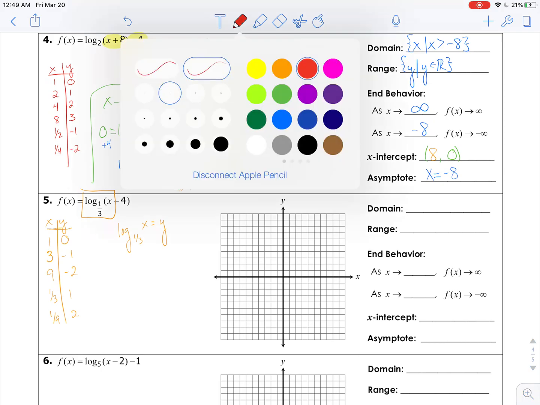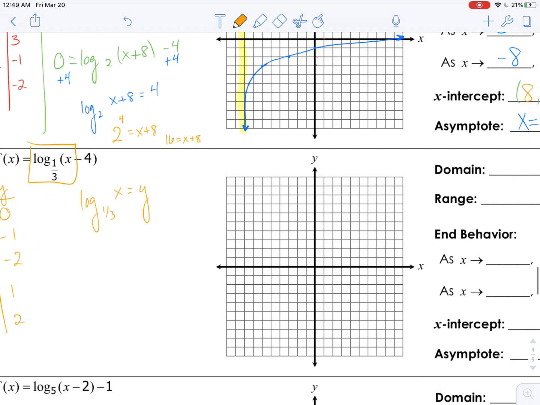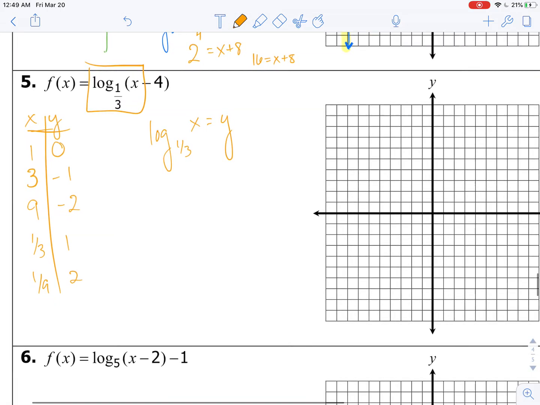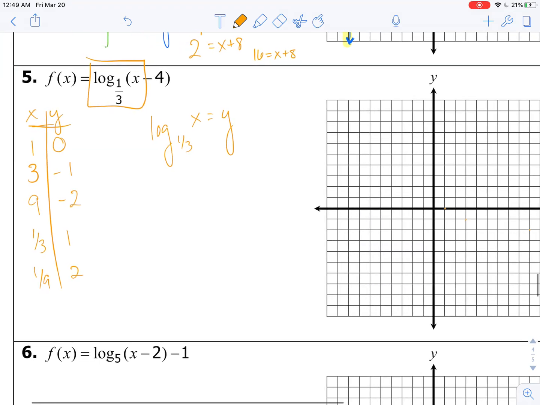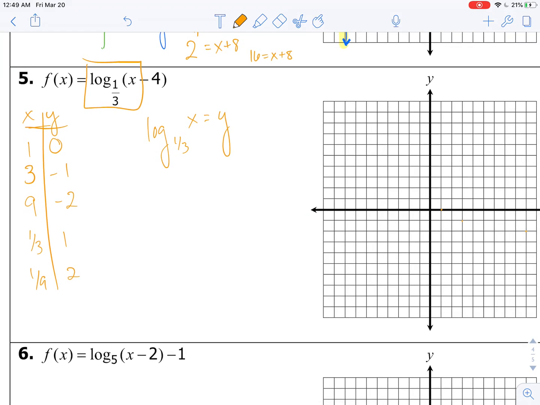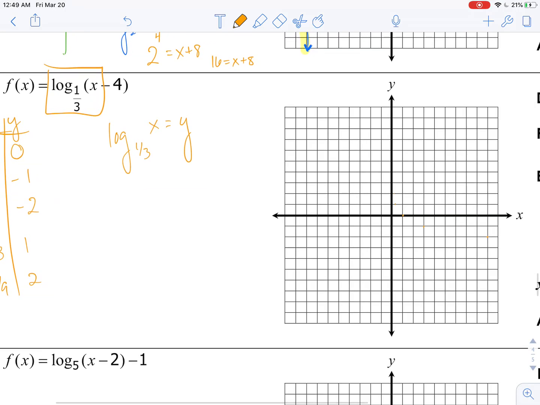So we've got a shift here, or a transformation there. So let's make sure to put these dots, very small dots, on our graph. So 1, 0, 2, 3, -1, 9, -2, 1/3 is 1, 1/9 is 2. So it's looking like it's kind of doing one of these.